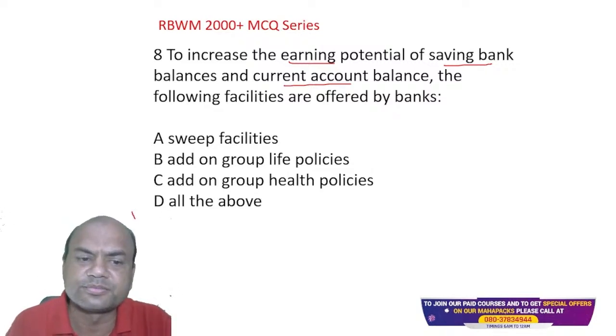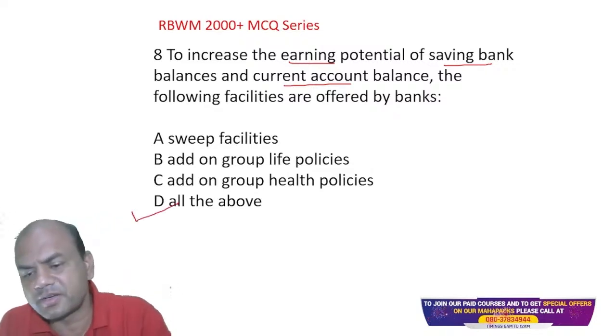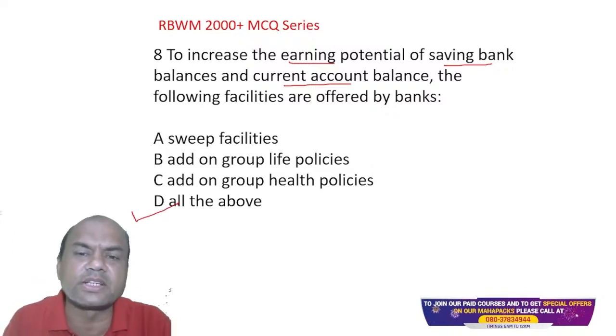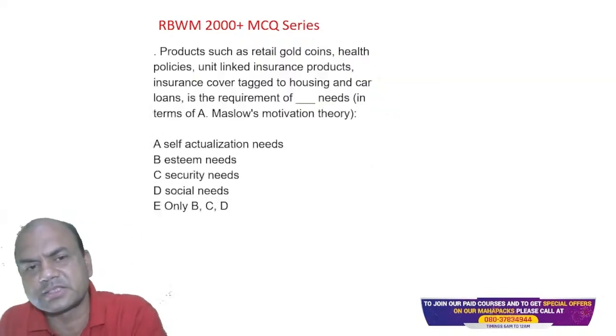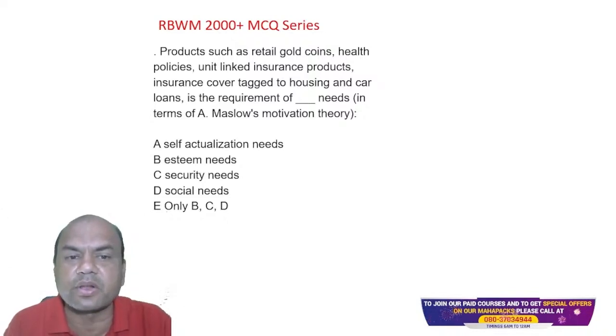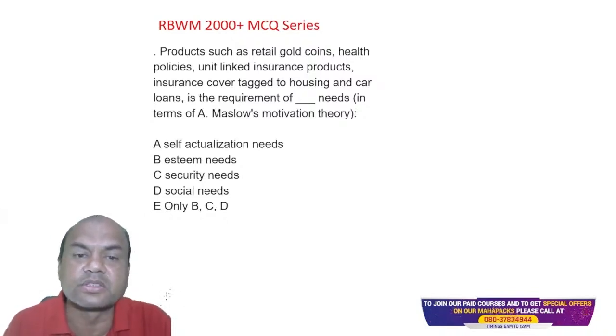Answer is all of the above, isn't it? Everything the bank will do nowadays is for increasing the savings and current account balances, CASA balances. Products such as retail, gold coins, health policies, unit-linked insurance products, insurance cover are tagged to the housing and the car loans. Is a requirement of dash needs. Tagged means what? What are we discussing over here?